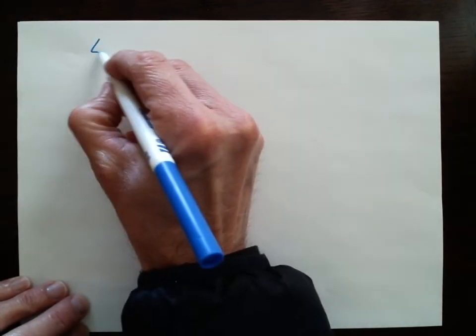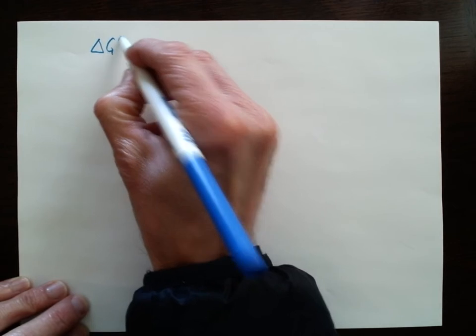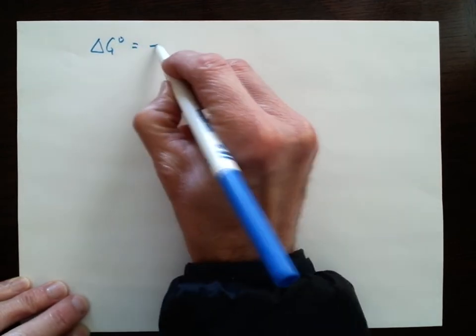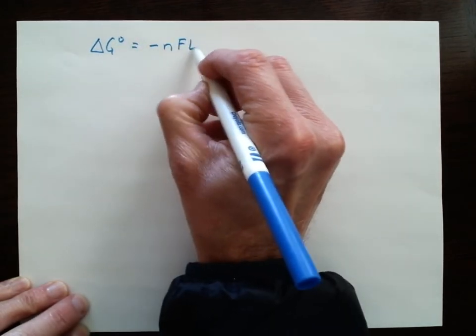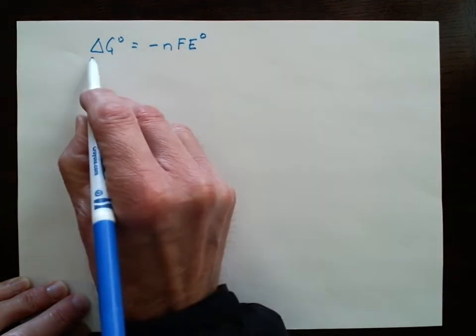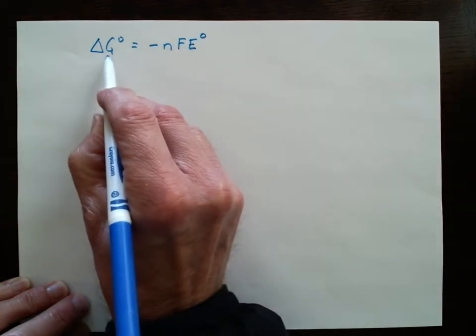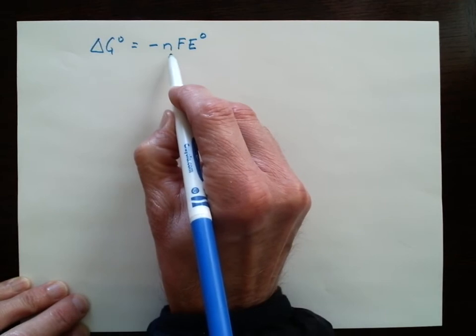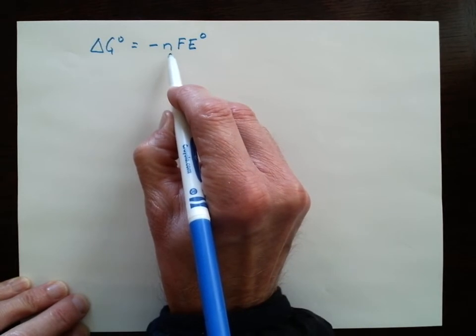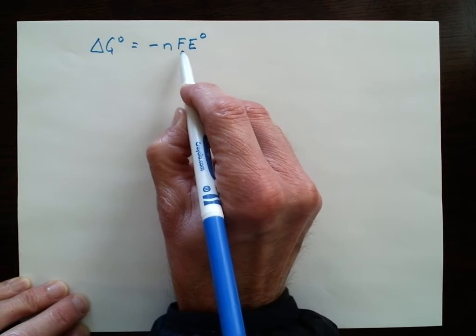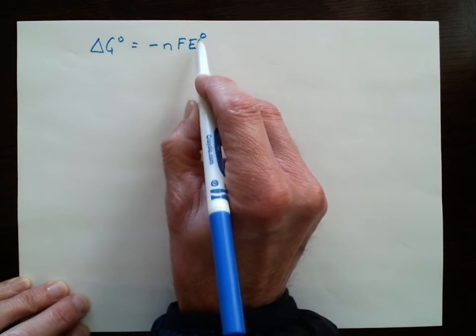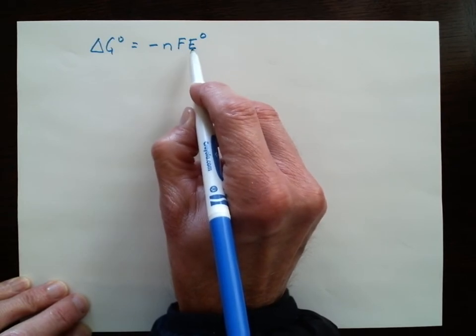All right, I want to show you two equations here. I've mentioned this one before. Delta G under standard conditions is minus nFE. In this, delta G is the standard Gibbs energy for a reaction, n is the number of electrons transferred in a redox reaction, F is Faraday's constant, and E0 is the cell potential for the reaction.